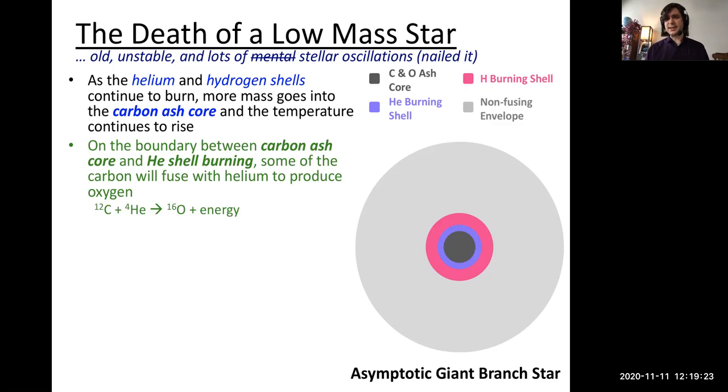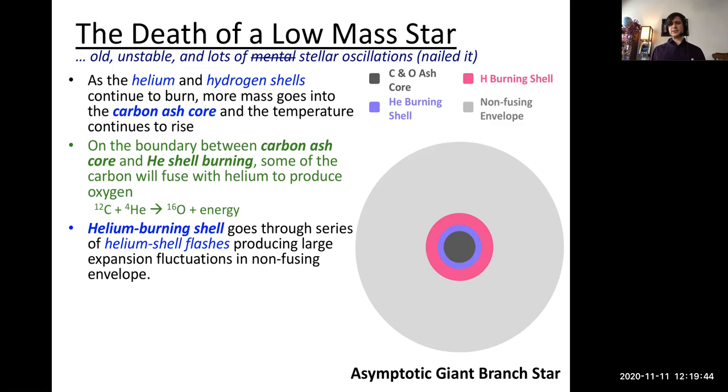You are actually going to end up with a little bit more oxygen being produced in this stage, because on the boundary between this carbon ash core and this helium burning shell, you have some pretty high temperatures, which makes fusion reactions a little bit easier to proceed. So you'll get on that boundary a good bit of carbon fusing with helium to produce more oxygen.